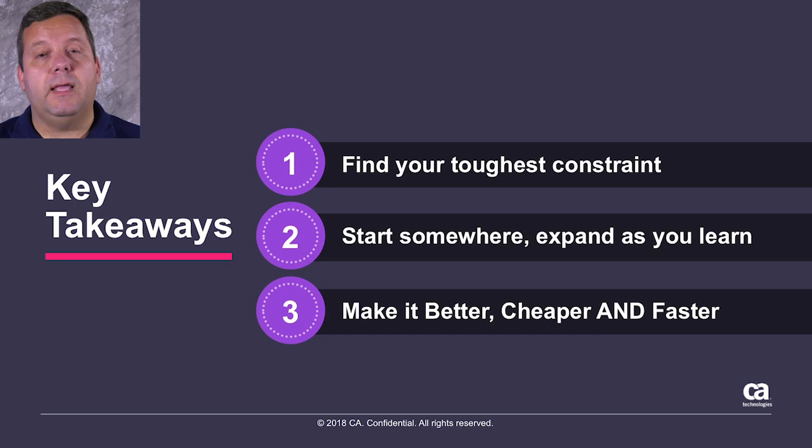Here are 3 key takeaways we want to leave you with. 1, you find your toughest constraint and overcome it. Start somewhere. You can use one of the 7 examples that we discussed, and then expand as you learn. You can make it better, cheaper, and faster.